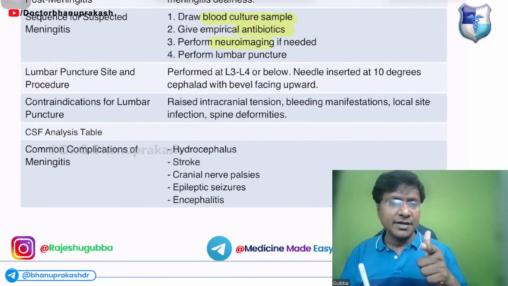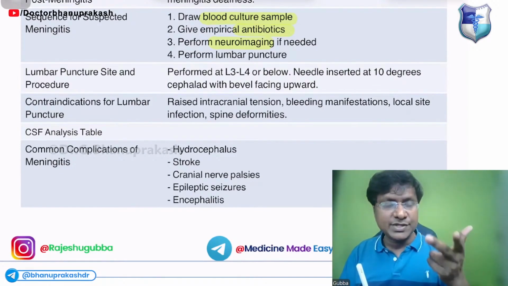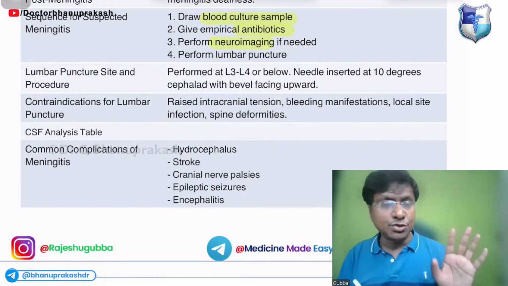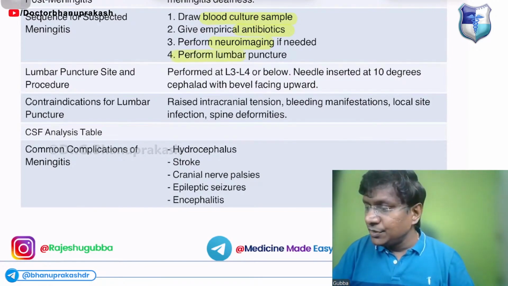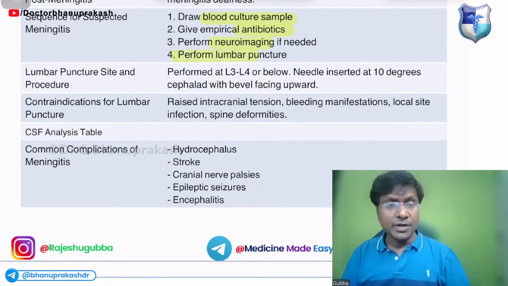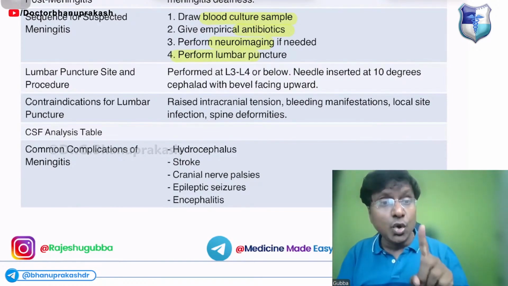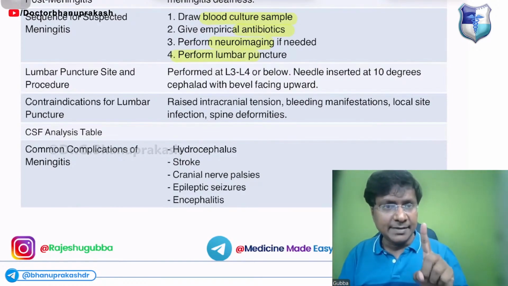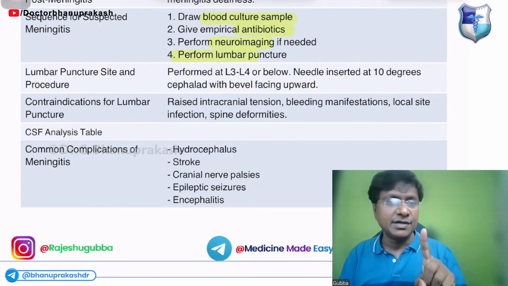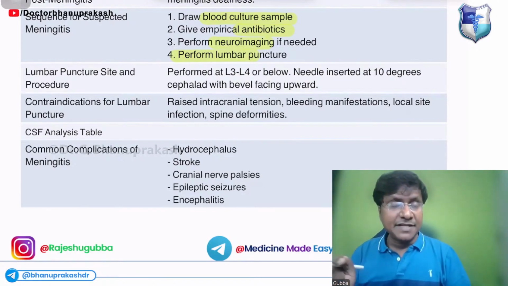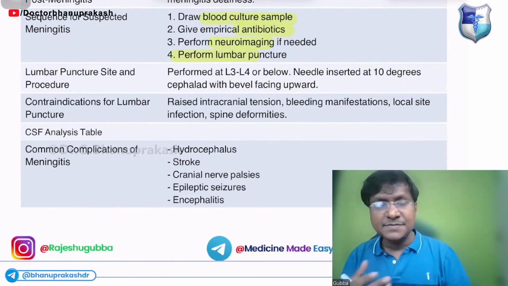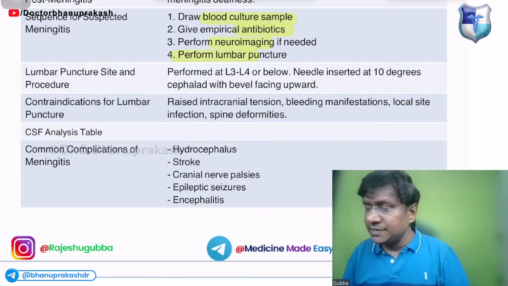And if there is any intracranial space occupying lesion, or if there is raised intracranial pressure, lumbar puncture should not be done. And if raised intracranial pressure is not there, then you need to do the lumbar puncture. I'm repeating my word: if there is no raised intracranial pressure, then you need to do lumbar puncture. But if there is raised intracranial pressure and you do lumbar puncture, these patients can develop cerebral herniation, which will be a very problematic scenario in the individual.